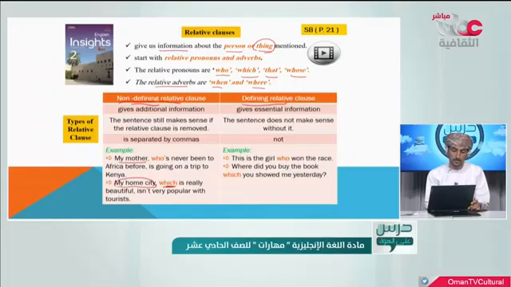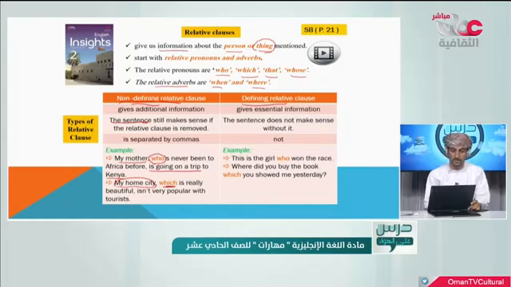A non-defining relative clause gives us additional information. As you can see in the first example, who has never been to Africa before gives additional information about my mother. Why is it additional information? Because, look at the second line, the sentence still makes sense if the relative clause is removed. We can say, my mother is going on a trip to Kenya. This sentence is grammatically correct and also meaningful.